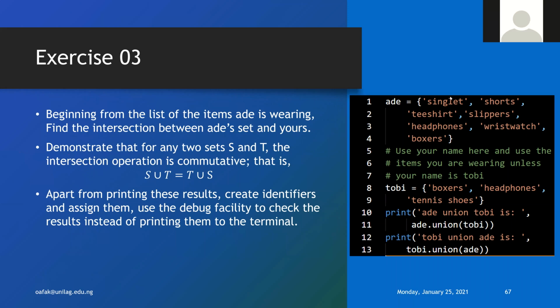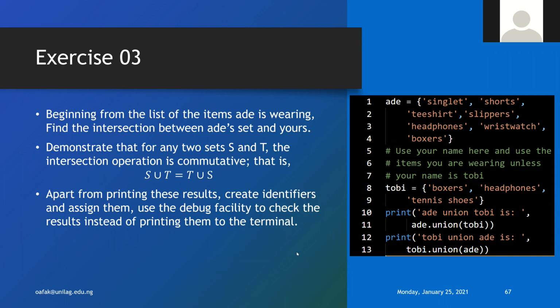There are examples of the use of that sign. For example, this exercise 03. You see those three lines from 5 to 7. 5 to 7 is telling you what you are going to do next. After you write a day, you type in your a day equal to that set. After 1 to 4, now you are giving yourself instructions on what you want to do next. Number 1, use your name here and use the items you are wearing, unless your name is Toby. So the instruction is for the next line, which is line 8.